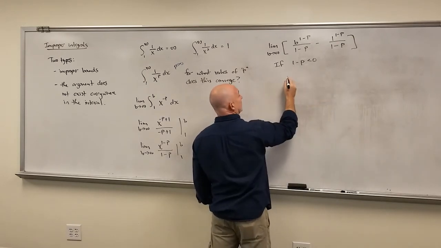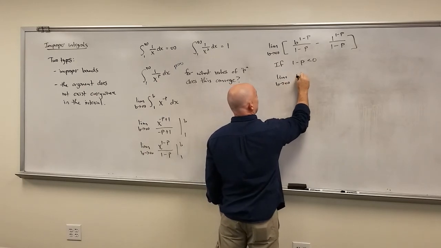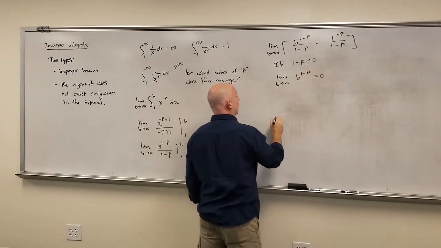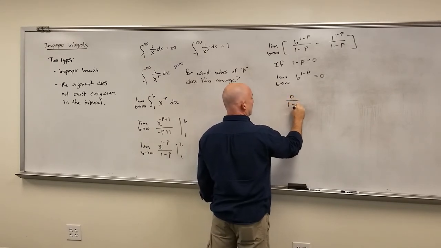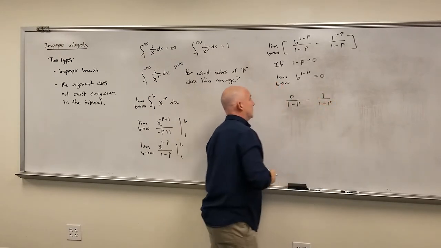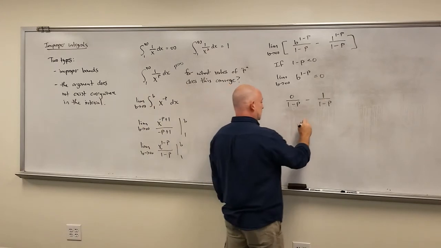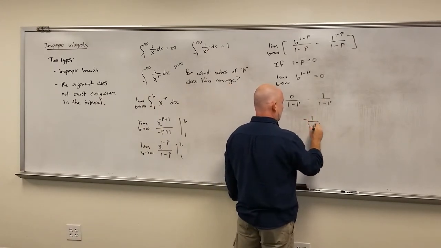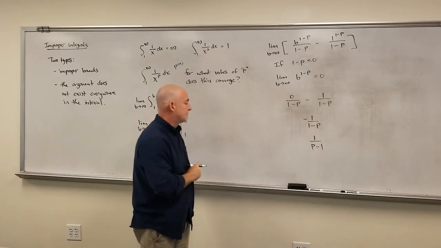So let me go and write. If 1 minus p is less than 0, then the limit as b goes to infinity of b to the 1 minus p is equal to 0. Then this becomes 0 over 1 minus p minus 1 over 1 minus p, which is negative 1 over 1 minus p. But if you put the negative on the bottom, you get 1 over p minus 1.